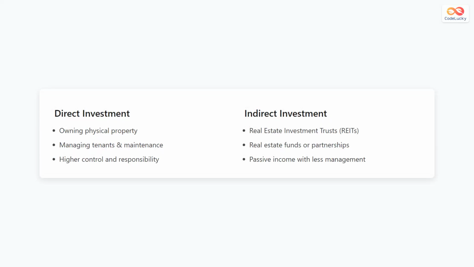Real estate investment can be direct or indirect. Direct investment means owning physical property where you manage the tenants and the upkeep yourself. You have higher control, but also more responsibility. Indirect investment involves buying shares in real estate through investment trusts or funds, which are professionally managed. This provides a way to earn passive income without hands-on management.